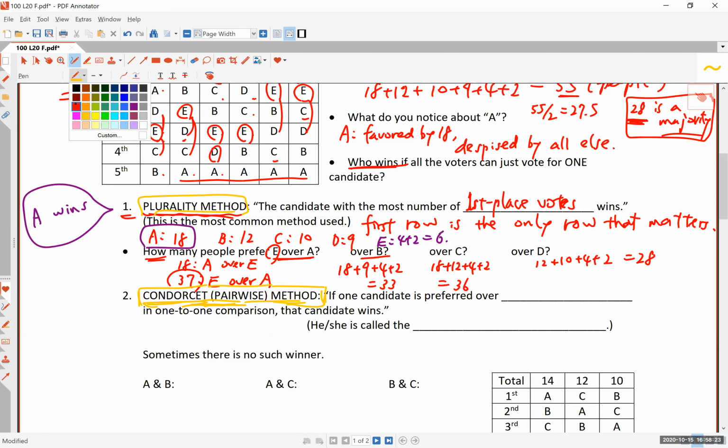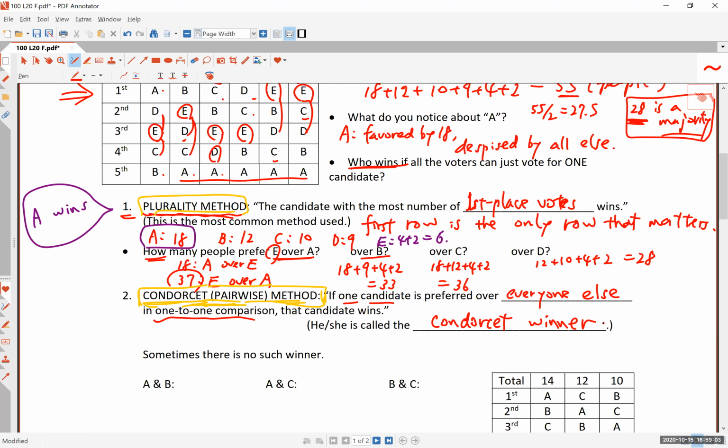This method is called the Condorcet method, or otherwise known as the pairwise method. And this is how this method declares the winner. If one candidate is preferred over everyone else, and of course, there can be only one such winner, because this person wins over everybody else. If one candidate is preferred over everyone else in a one-to-one comparison, a one-on-one match, then that candidate wins, and he or she, the winner, is called the Condorcet winner.